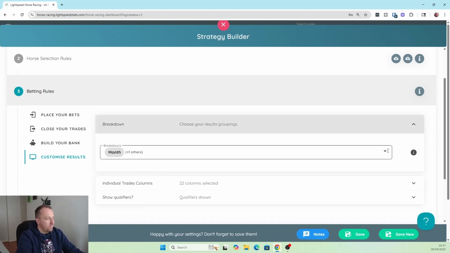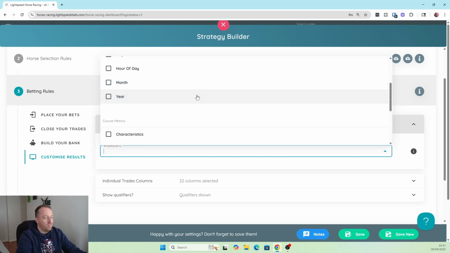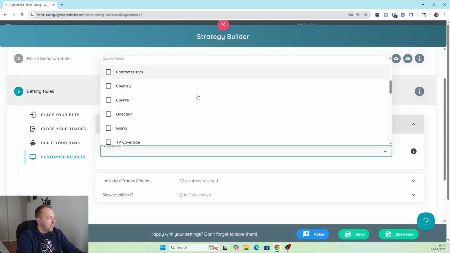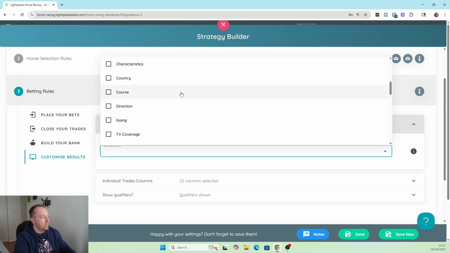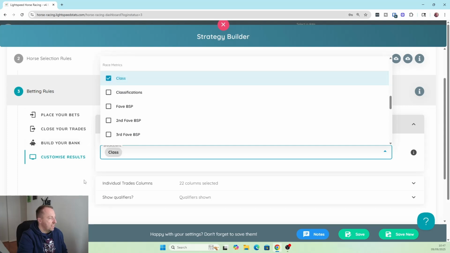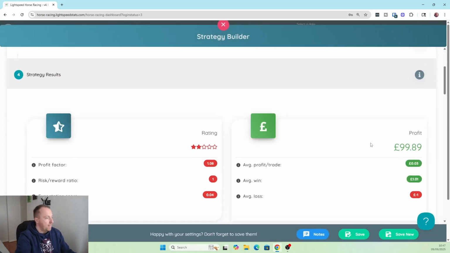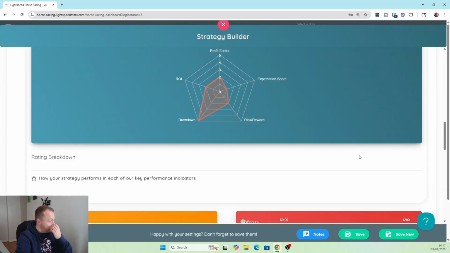As we look at the breakdown, you can choose what you want to look at in your results. Usually you're going to want month, maybe you want year. I always want to see how it's going throughout the year and month. But for this, we're just going to look for class, which is under race metrics. I'm just going to select class here, and then we're going to run the strategy, okay? What we're going to find out from this strategy is how the classes are performing, and we're going to have a little look at that to determine what we should do with our current strategy. And as you can see the results here, let's scroll down.